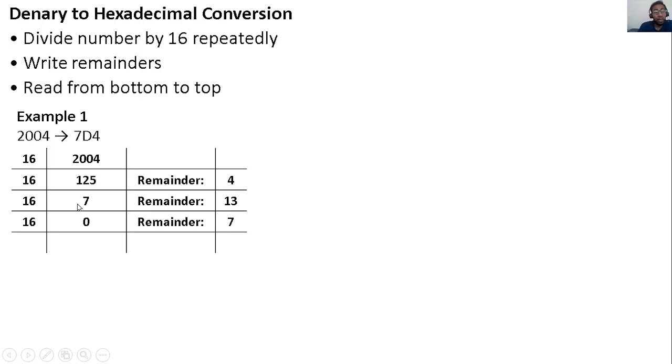Again, you divide 7 by 16 multiplied by 0. 16 multiplied by 0 gives us 0, and 7 minus 0 gives us the remainder 7. We are not multiplying it with 1, because 16 multiplied by 1 gives us 16, and that number will be bigger than this. We can't divide a number with a bigger number. And we won't be considering any decimal values here, so this is how our remainder will be. 13 is equal to D in hexadecimal, as we can see from that table. We read it from bottom up, we get the answer 7D4.